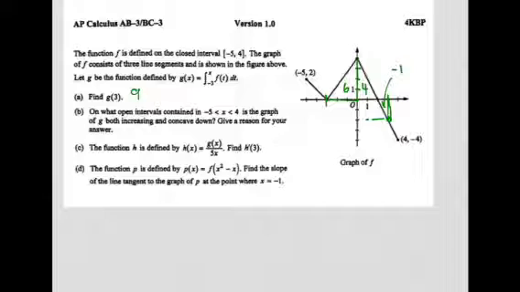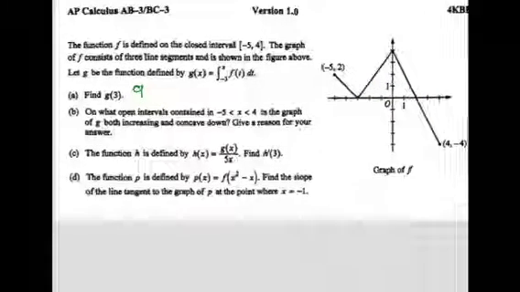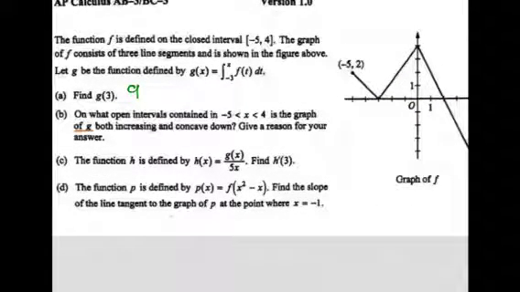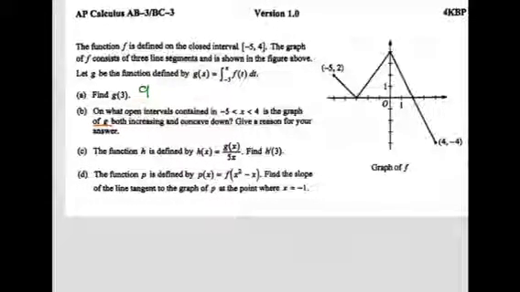All right, so this takes some thinking. They're asking about g. On the open interval from -5 to 4, is the graph of g both increasing and concave down? Okay, so the graph of g.